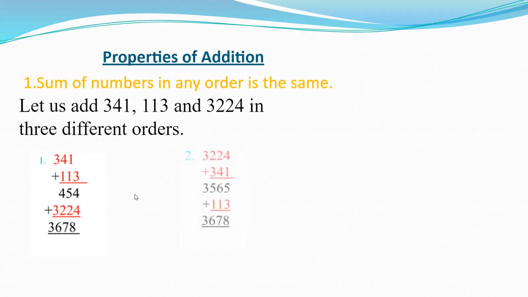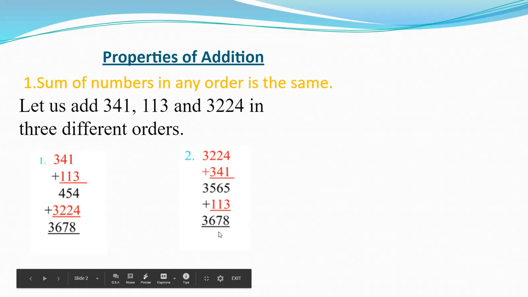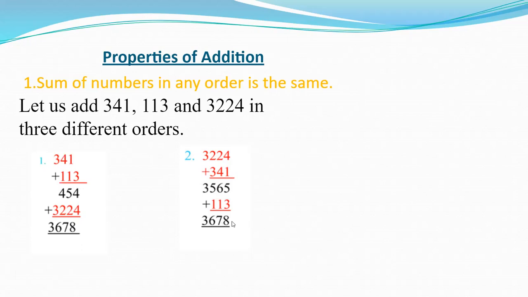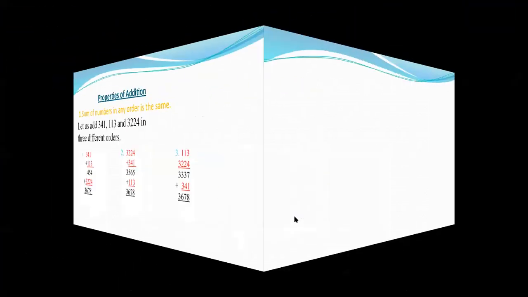Now I'll show you order number 2. In this second order, I put this number on the top and then I have written this first number. I add these two numbers and got 3565. And to this number, the middle number is added. And the final sum is 3678. Look here, the sum of the first order and the sum of the second order is the same. The answer is the same. Now I'll show you the third order also. In the third order, I have written the numbers and that is also the same.